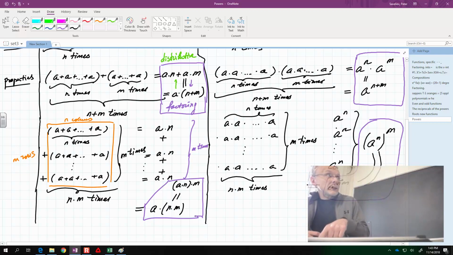At the end of the day, it is a whole table of a's, and therefore the number of them will be n times m, and therefore either you multiply by n times m on the left, or you take it to the nth power. Okay?